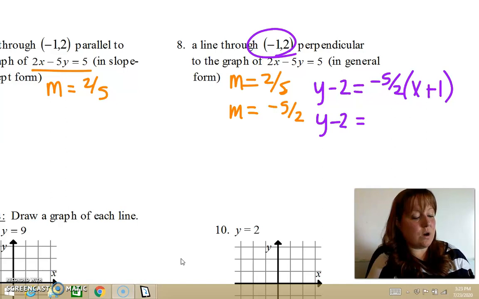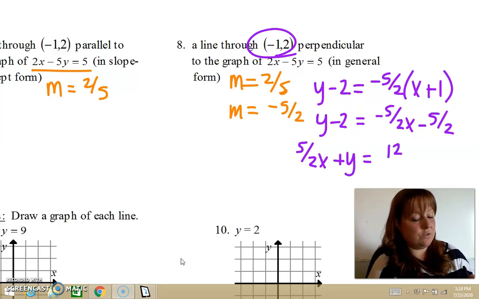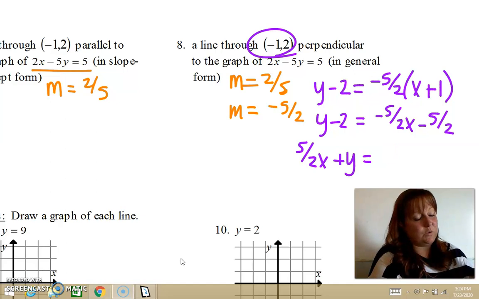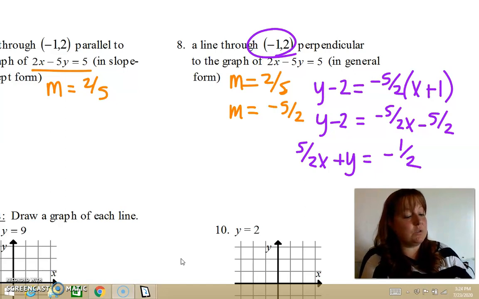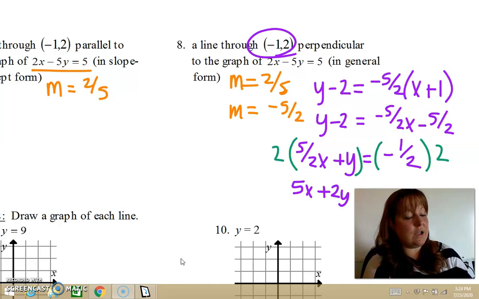So we just need to get the x and y on the same side. So we're going to add 5/2 x, so 5/2 x plus y equals, we're going to add 2 to that side, so we're going to end up with 12. Not 12 halves. See, I had 12/5 in my brain before. So that would be 4/2, and negative 5/2 is going to be negative 1/2. Okay, now here's the thing. General form, remember, you can't have any fractions in it. So we've got to multiply everything on this side and everything on this side by 2. So we end up with 5x plus 2y equals negative 1.